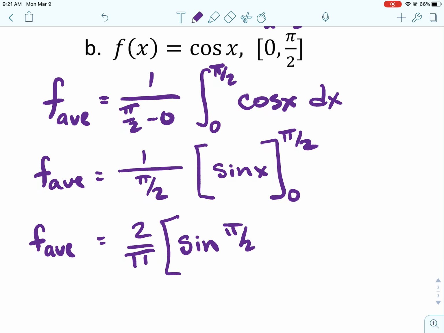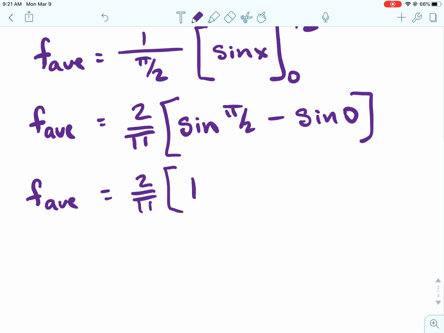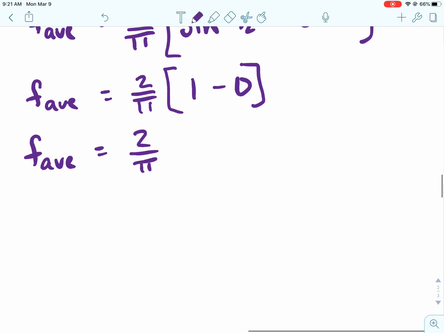All right, so then we plug in our upper limit, and then minus, plug in our lower limit. Okay, so what is the sine of pi over 2? 1. Good. What is the sine of 0? 0. Good. All right, so the average value of this function on that interval is 2 over pi.